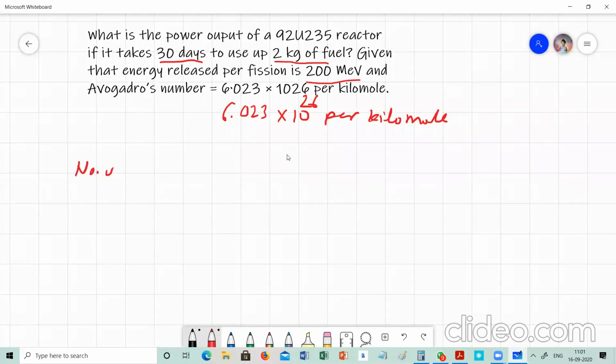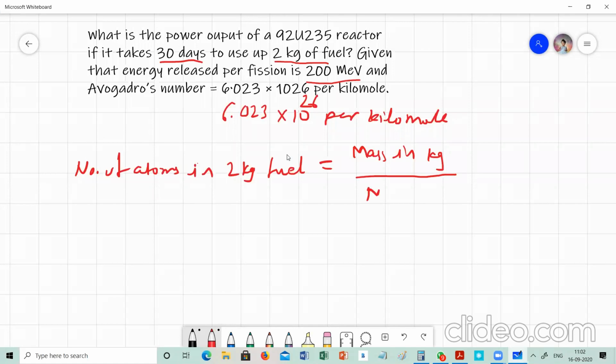The number of atoms in 2 kilogram, they gave this data, 2 kilogram of fuel is used. Fuel means uranium, which generates energy. The number of atoms is equal to the mass in kilogram they have given, divided by its mass number, into Avogadro's number.